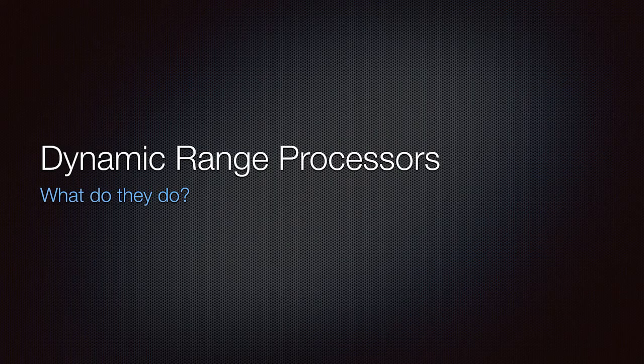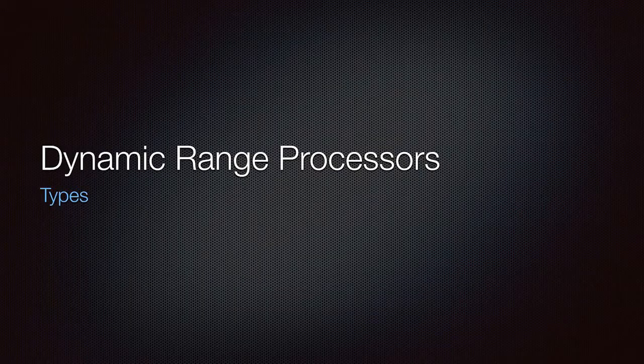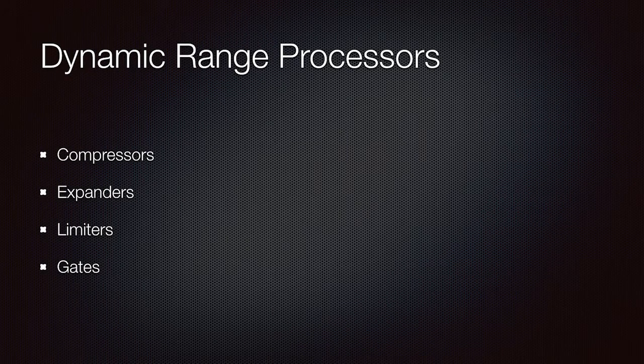Now that we know this, we can understand how dynamic processors work. First off, they basically manipulate the dynamic range. For instance, they can make it bigger, making the louder sounds louder and the quiet sounds quieter, or they can compress it. They can make the loud sounds quieter and the quiet sounds louder, making the difference that we talked about smaller. There are 4 types of dynamic processors: compressors, expanders, limiters, and gates.